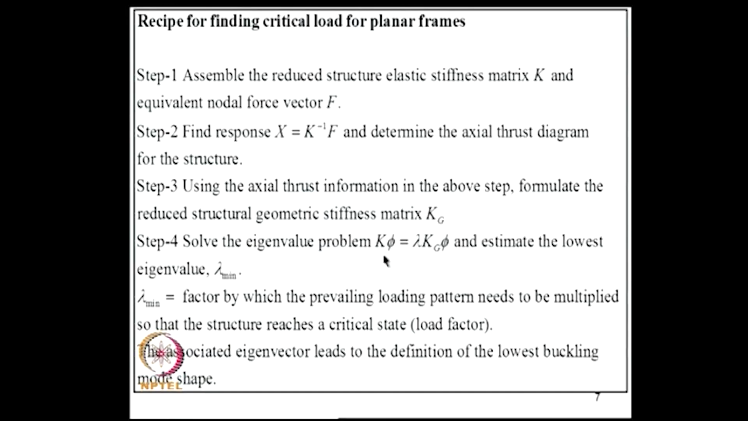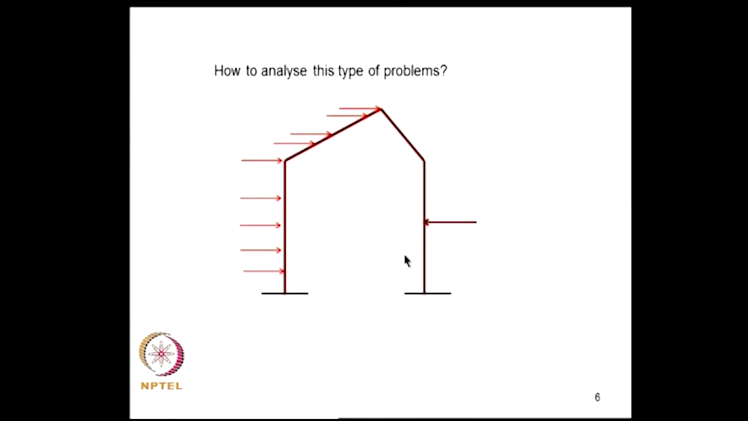That leads to a Kg, which is the reduced geometric stiffness matrix for the structure. Then we solve the eigenvalue problem and estimate the lowest value of lambda by solving this eigenvalue problem. What is lambda? Suppose the loading pattern I write in a notional way as q of xy, which represents all these concentrated forces and maybe some moments and so on and so forth. This is collectively represented by this function q of xy.